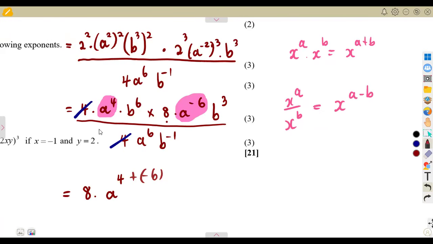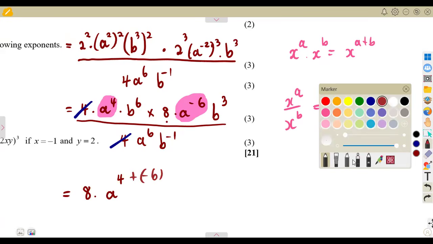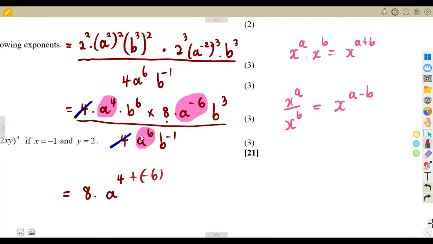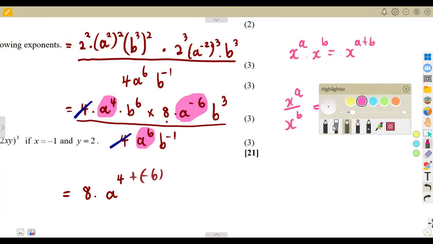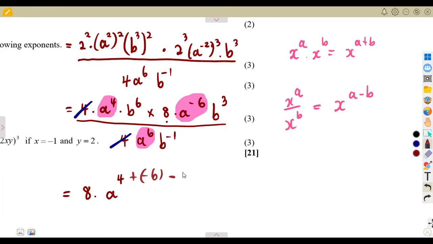But the same a is being divided. There's a division here that we can see. There's another a that is dividing here. What are we going to do with that? If we are dividing, what do we do? We subtract the exponents. So the same a that we are having here, this one, but is in the denominator. So we subtract that one. Because we are dividing, we subtract. So that is the condition.